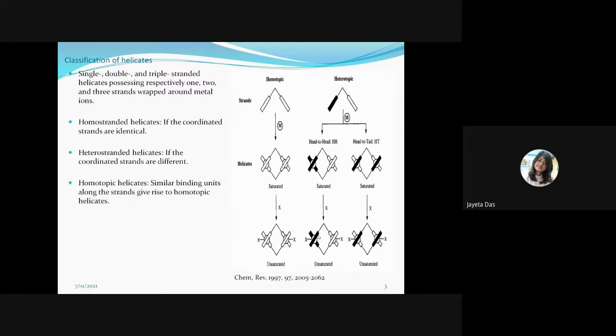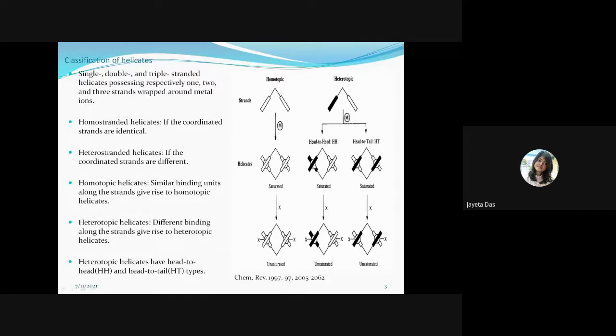Then come homotopic helicates. What are homotopic helicates? If a strand possesses a similar type of binding units, then those are called homotopic helicates. And there come the heterotopic helicates. If one single strand possesses two different types of binding units for a metal atom, then those are called heterotopic helicates. Heterotopic helicates can be further classified into, here you can see, head to head and head to tail types.